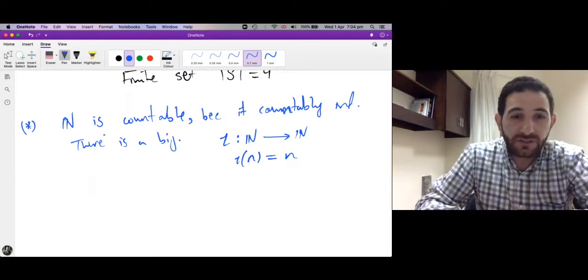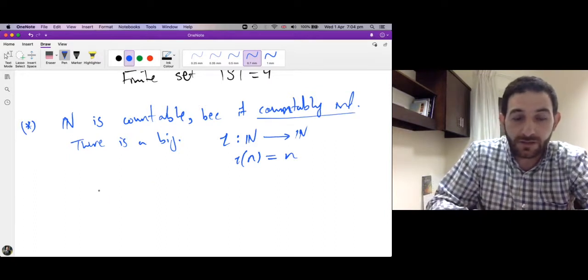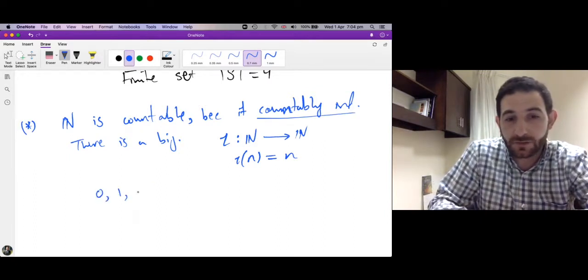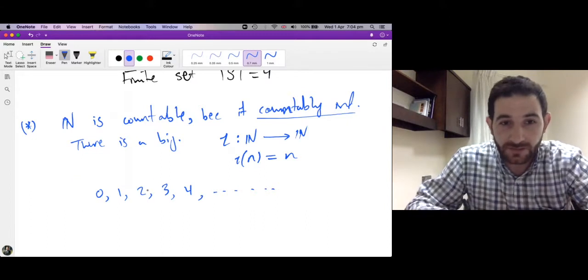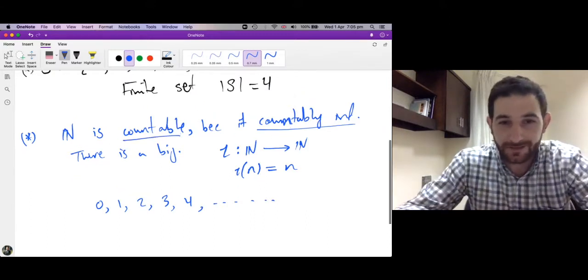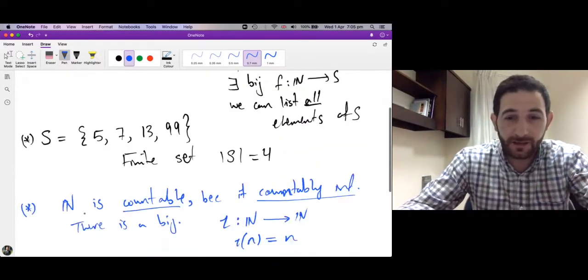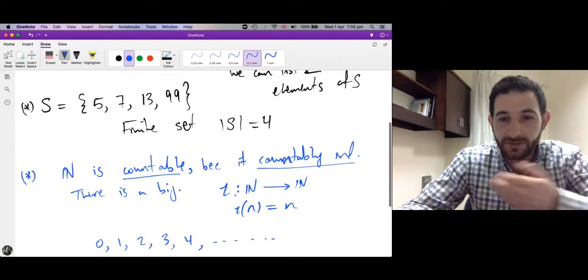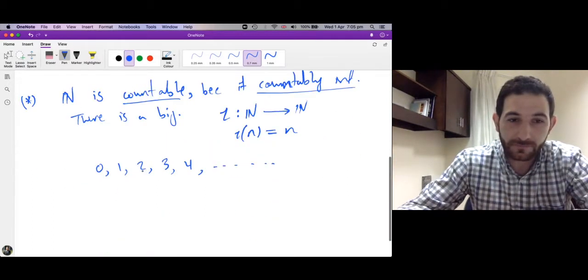Okay, another way to see that N is countably infinite is because we can list its elements: 0, 1, 2, 3, 4, and so on. We can list the elements of N, and so it is countably infinite, which means it is countable. Again, a set is countable if it's either finite or countably infinite. N is countably infinite because there is a bijection with itself, and so it's countable.